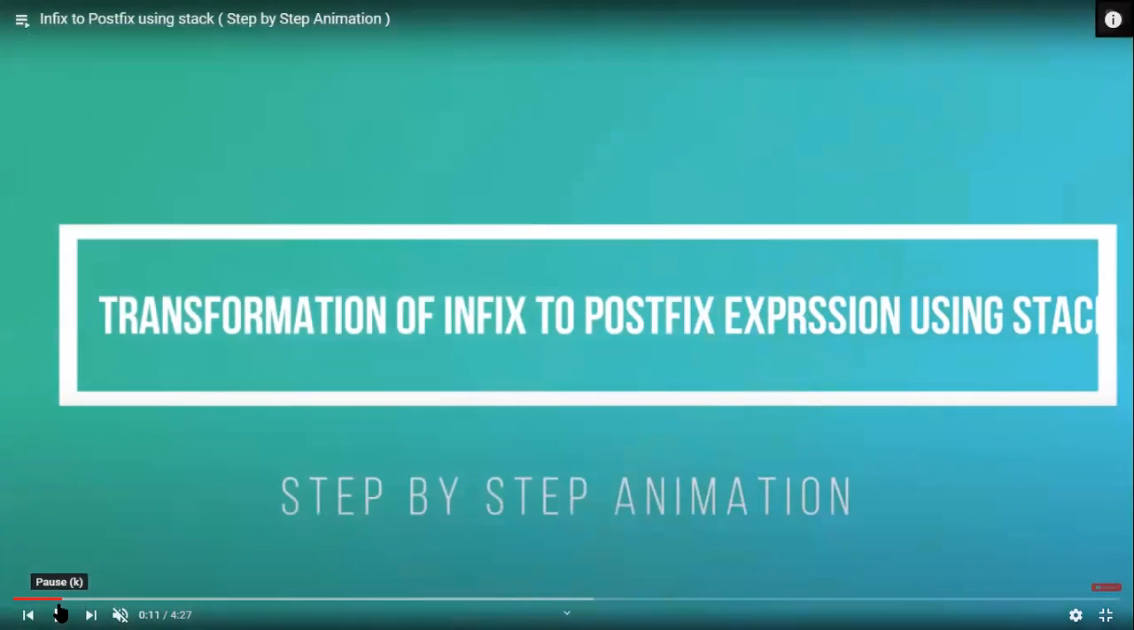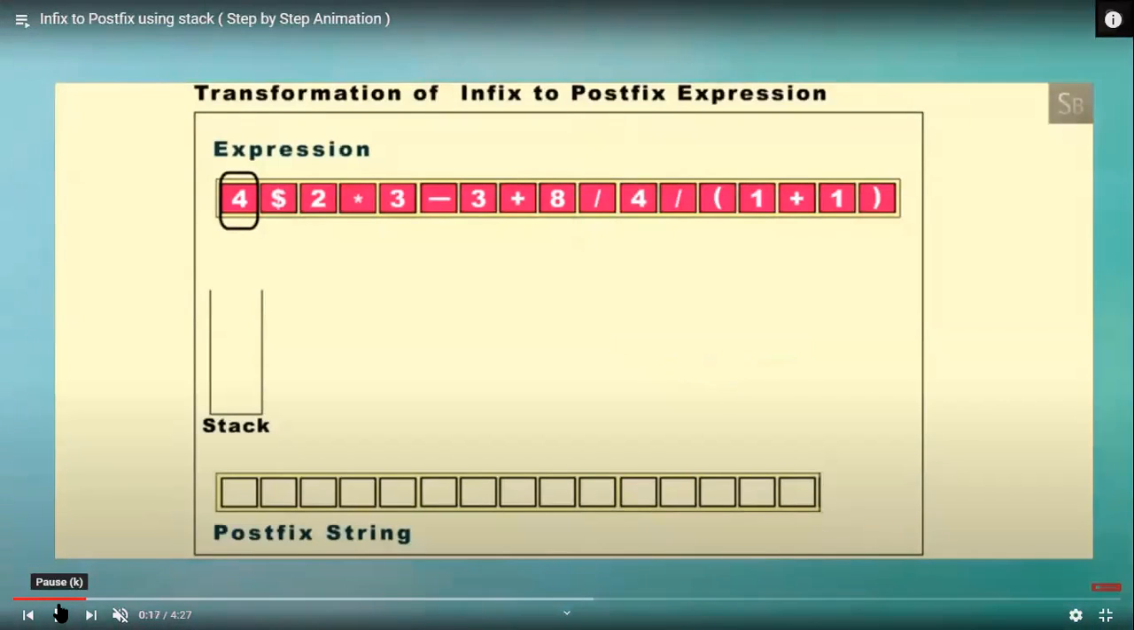Let's see another example to understand it better. Transformation of infix to postfix. We have taken a simple expression. This is an infix expression: 4 $ 2 * 3 - 3 + 8 / 4 / (1 + 1). We have the postfix string, and we have a stack. This conversion or transformation is done by using the stack.